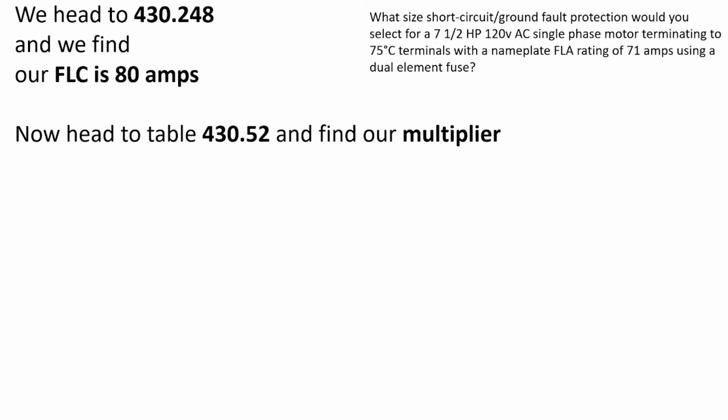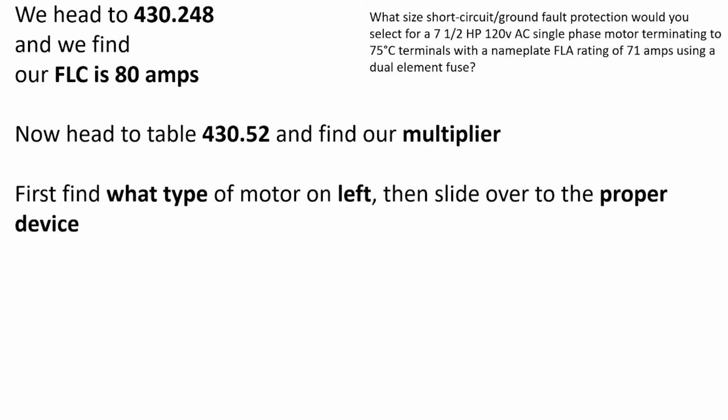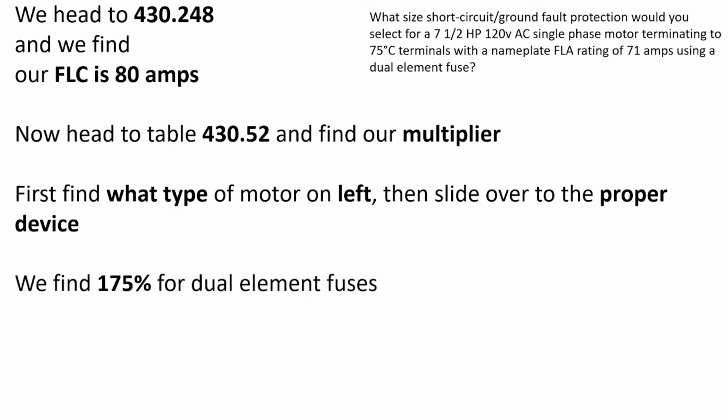So we head to table 430.52 to find out our multiplier. We find what type of motor it is on the left. We're dealing with single phase. And then we're going to slide over to the proper device, which is going to be a dual element fuse. And we find 175% for dual element fuses. So that's our multiplier. So now we just take our FLC, we multiply it by 1.75. That's going to give us 140 amps.